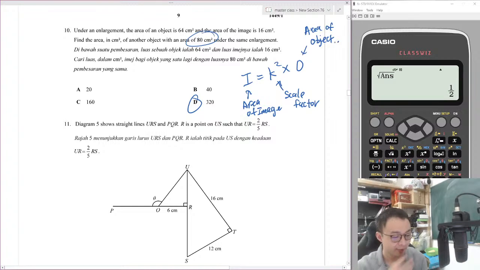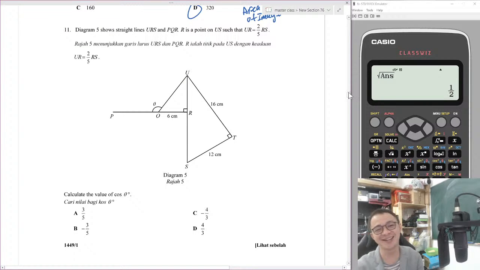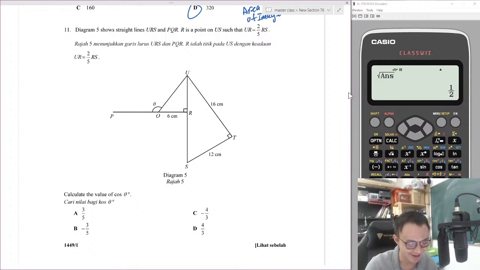Okay, let's move on to the next one. Will you do paper 2? Yes, I will do paper 2 next Thursday, which is next year. Next Thursday is next year already, right? Next Thursday is basically New Year's Eve, right? Not yet, next year.